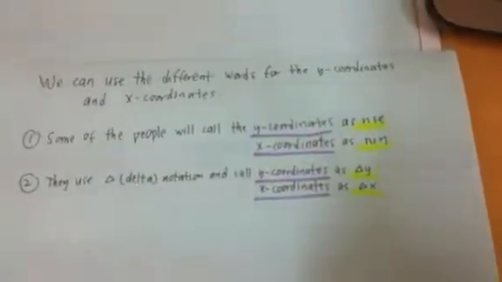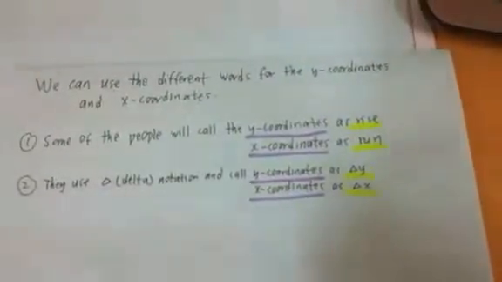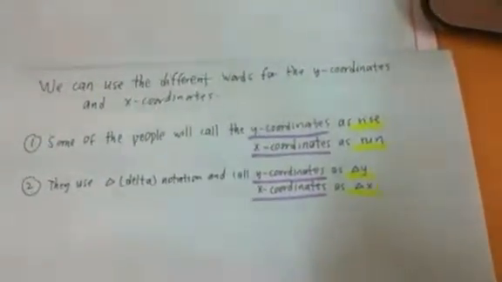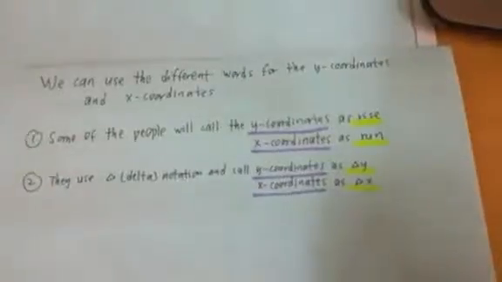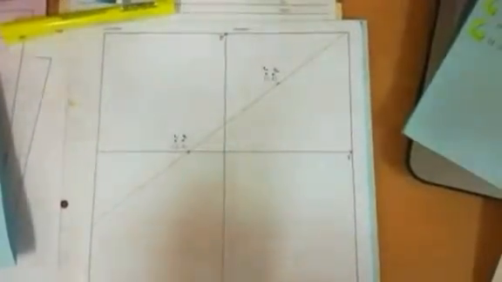And they use delta notation and call y coordinates delta y, whereas they will call x coordinates delta x. Now let's see an example to find the slope. This is one example of a straight line which consists of 2 points. One of the points is 3, 4, and another point is negative 2, 0.